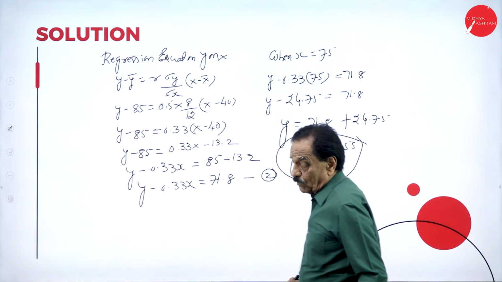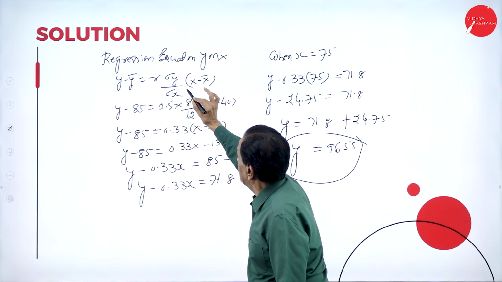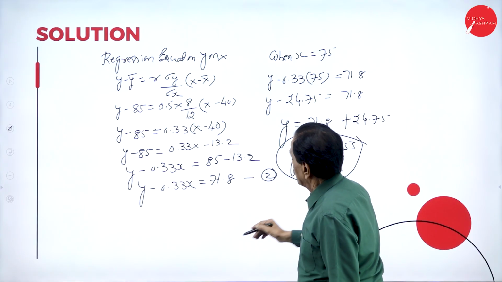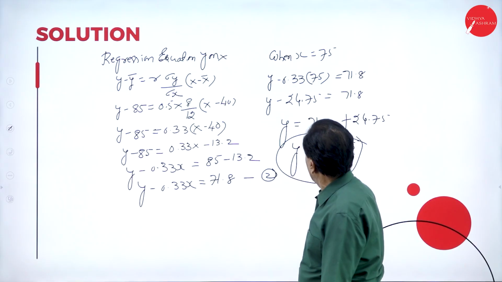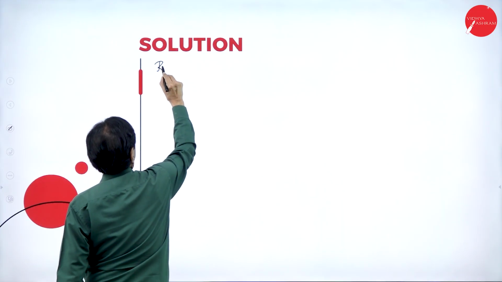So what is the regression equation? Y minus y mean equals r into standard deviation y divided by standard deviation x into x minus x mean. Simplify this equation; the value is 75, and it will come to 96.55.